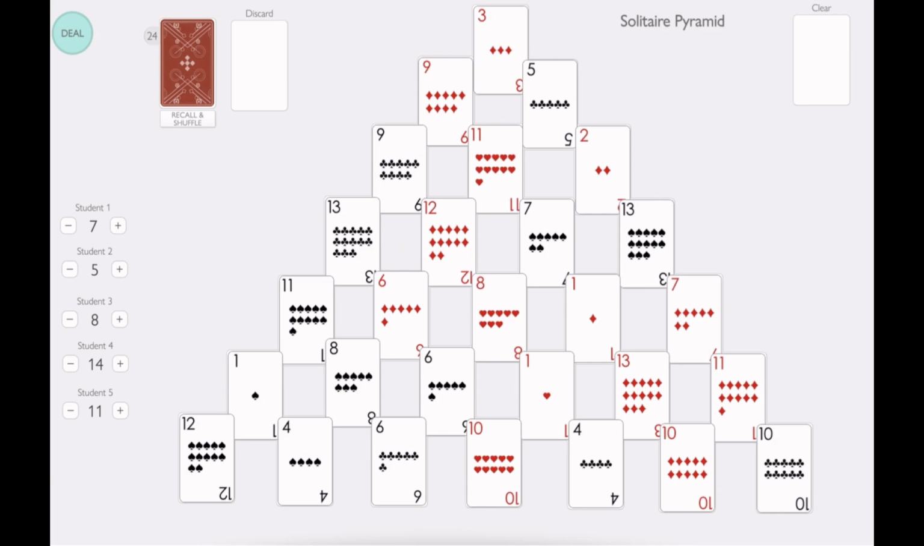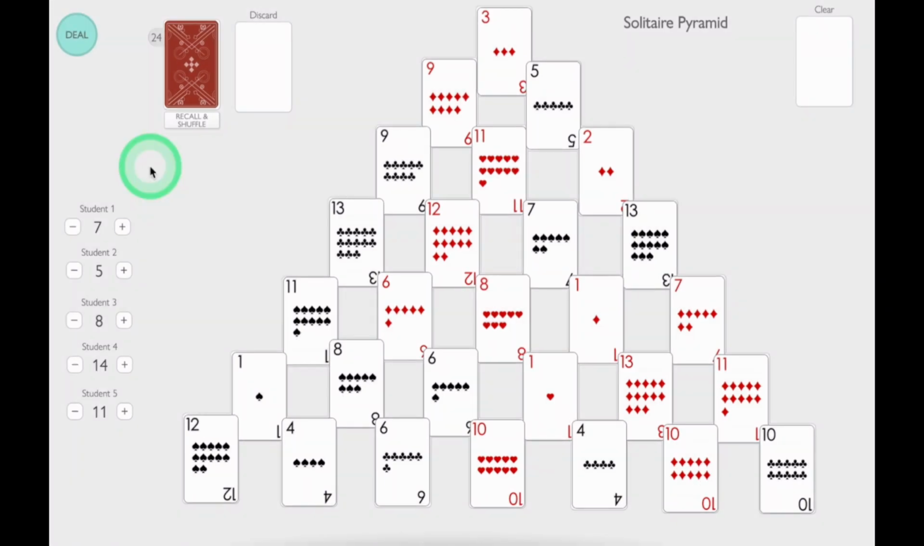Alternatively, if the target number can't be made using the card the student drew, they place it in the discard pile face up. Students may also draw a card from the top of the discard pile if that card and an exposed card from the pyramid can be combined to make their target number. The game concludes when there are no more cards in the deck or when the pyramid is completely cleared.